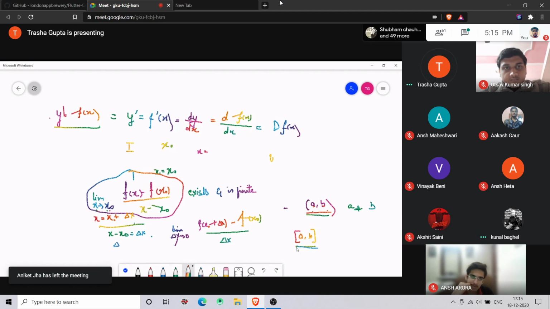Okay? So what this is saying is that the function should be differentiable. This includes this entire thing. Okay?